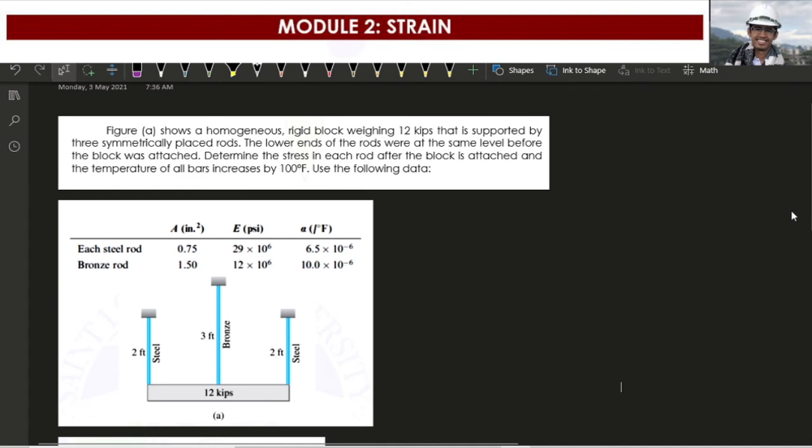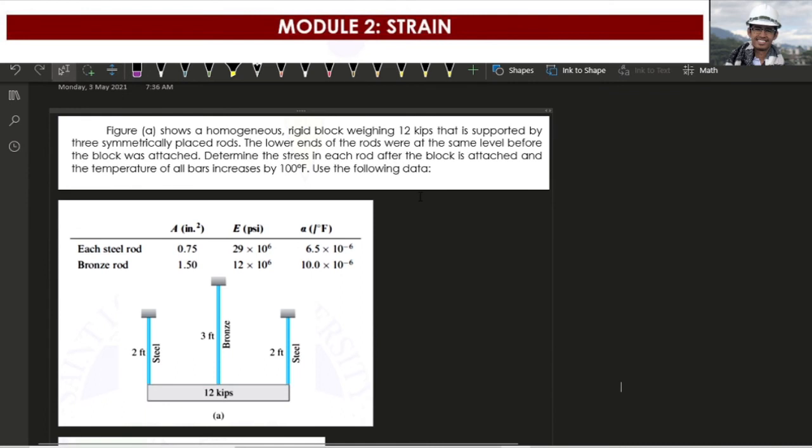Okay, for our last problem. So figure A shows a homogeneous rigid block weighing 12 kips, or 12 kilopounds, that is supported by 3 symmetrically placed rods. So the lower end of the rods were at the same level before the block was attached. So determine the stress in each rod after the block is attached, and the temperature of all bars increases by 100 degree Fahrenheit. So use the following data. So given na yung area, modulus of elasticity, and yung alpha ng ating material ng steel and bronze.